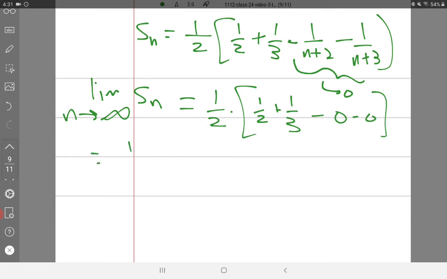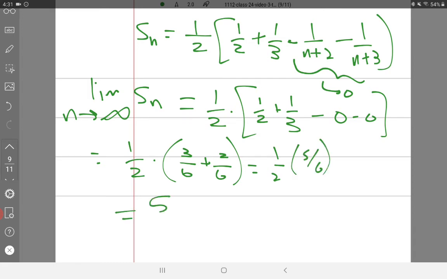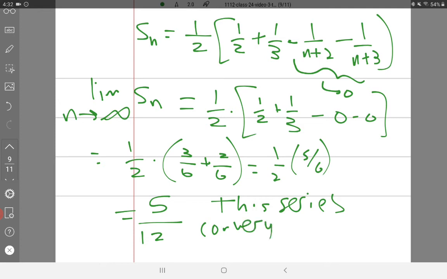So I'm left with 1/2 times, let's see, a half is 3/6. We've done this addition so many times, I hope you know how this is going to work out. I have 1/2 times 5/6. So this all turns out to be 5 over 2 times 6, or 5/12. This series converges to, it adds up to, exactly 5/12 after all of that work.